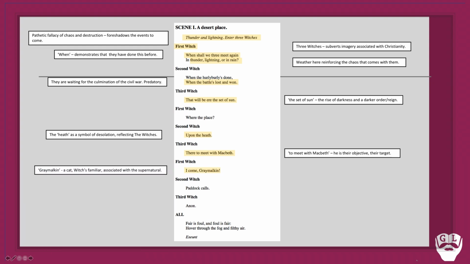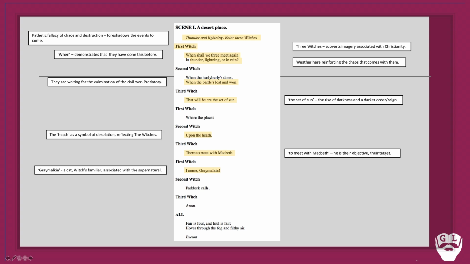First witch is then quoted as saying, "I come, Grey Malkin." Grey Malkin is a term for a cat, a witch's familiar, an animal closely associated with the supernatural and witches, which brought suspicion and fear. You must remember, an audience in the 17th century would see the witches as a legitimate threat, a legitimate fear comes with them.